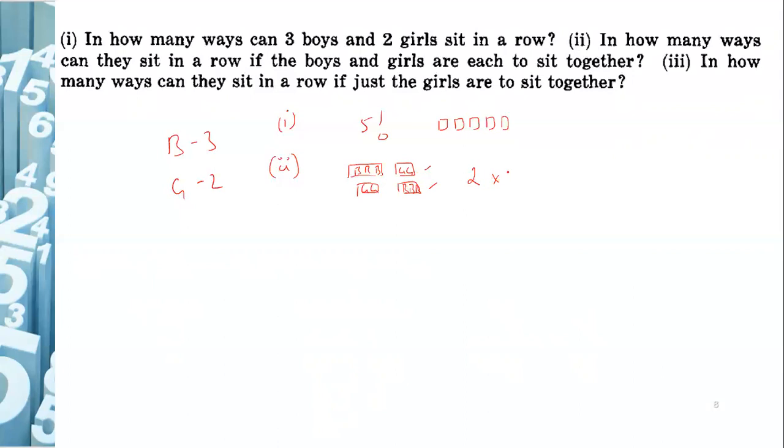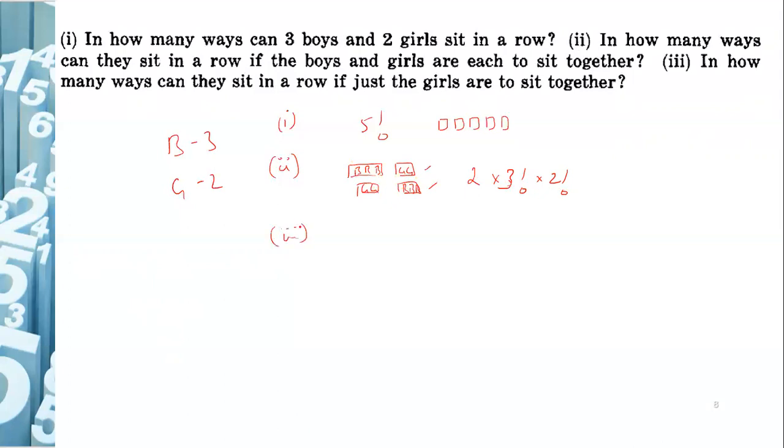Within themselves, how many ways can 3 boys sit? That is 3 factorial. And 2 girls can sit in 2 positions in 2 factorial ways. So externally, 2 ways they can be arranged, first boys then girls, or girls then boys. Internally, boys can be arranged in 3 factorial ways and girls in 2 factorial ways. This is the total number.